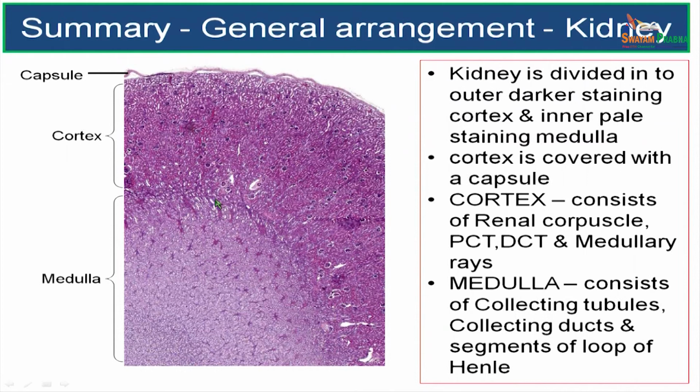So, now we will summarize what we have learned till now, the general arrangement of structures in a histological section of kidney. As I have already told you, the kidney is divided into an outer darker staining cortex and an inner pale staining medulla. There is a capsule covering the cortex. The cortex has renal corpuscles, PCT, DCT and medullary rays. The medulla consists of collecting tubules, collecting ducts and segments of loop of Henle.